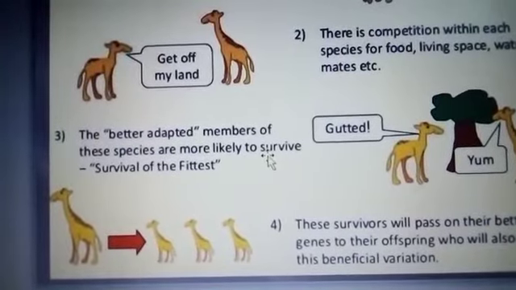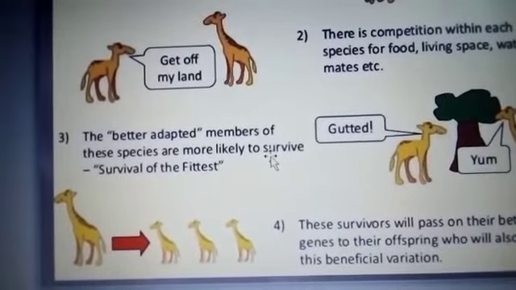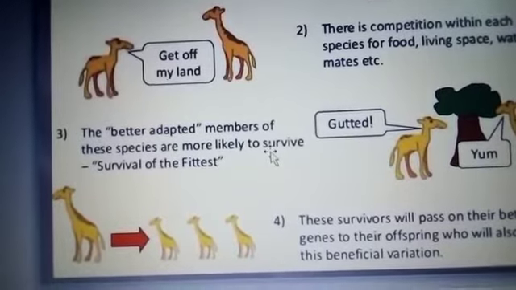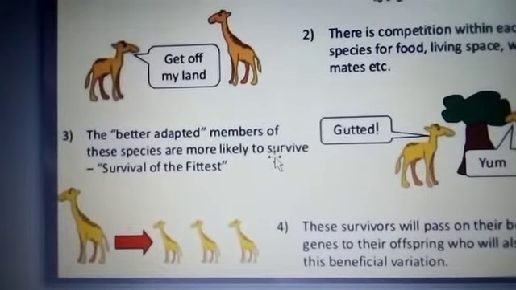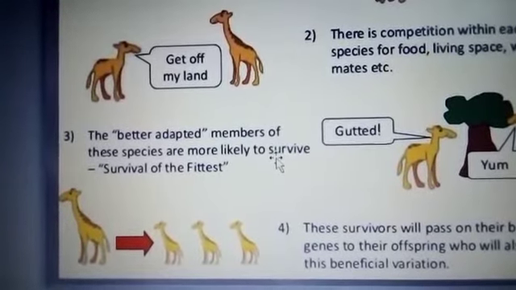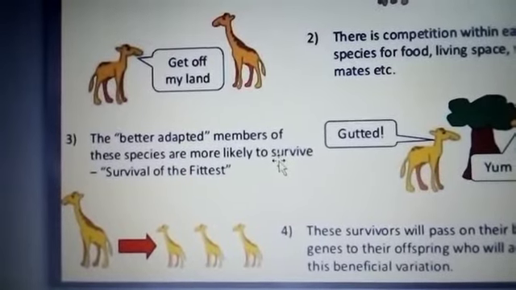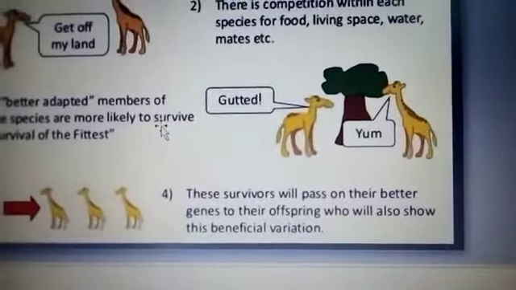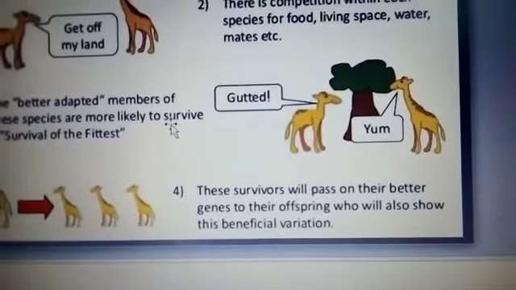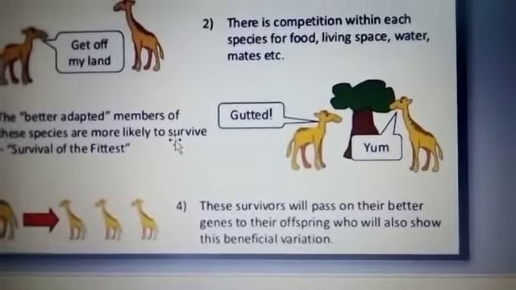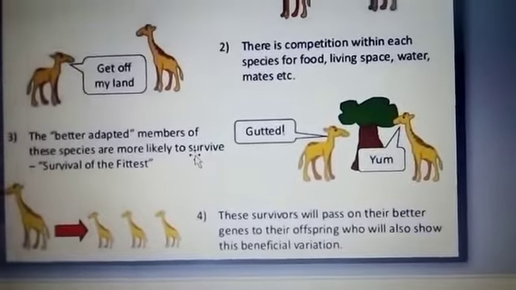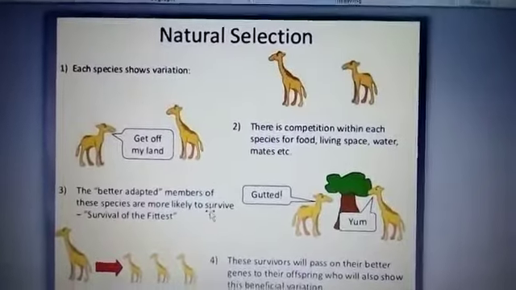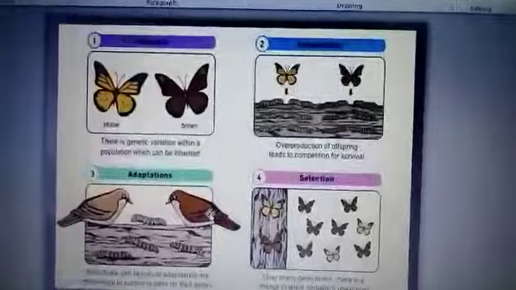It's very important. Better adapted members are more likely to survive in the ecosystem, in the environment or in the habitat. This process is known as survival of the fittest. And these survivors will pass on their better genes to their offspring, who will also show this beneficial variation. This process together is known as natural selection.